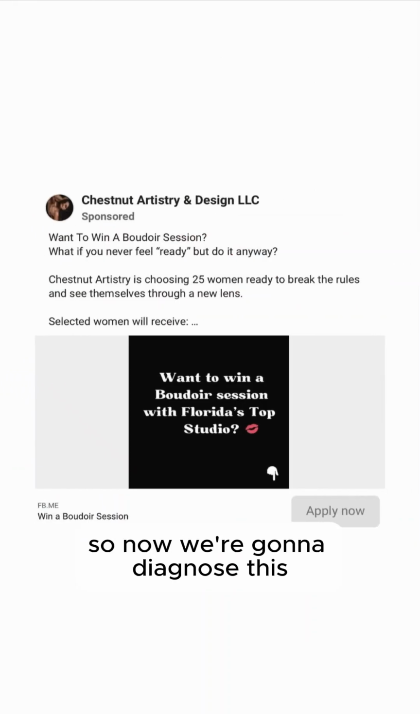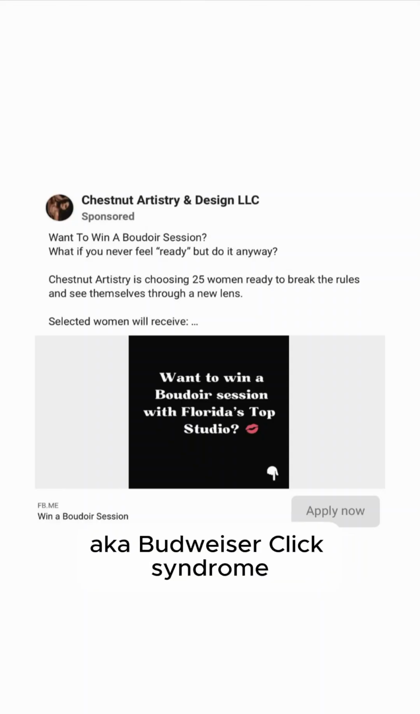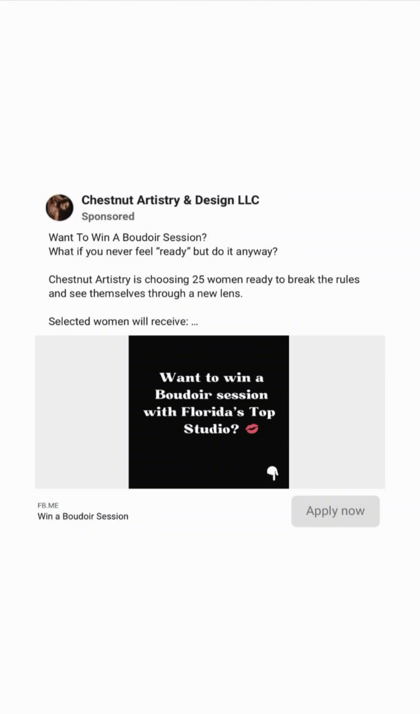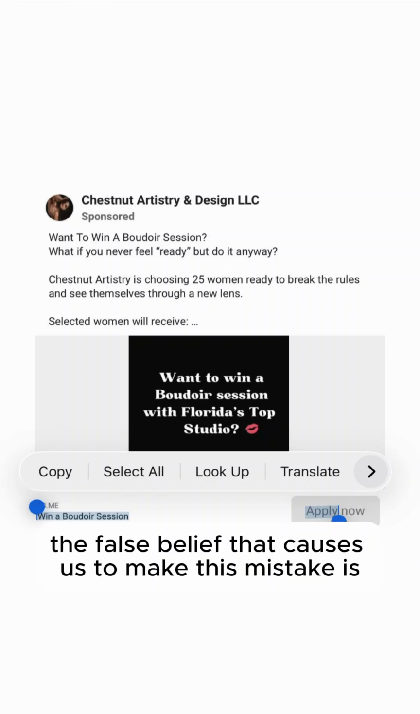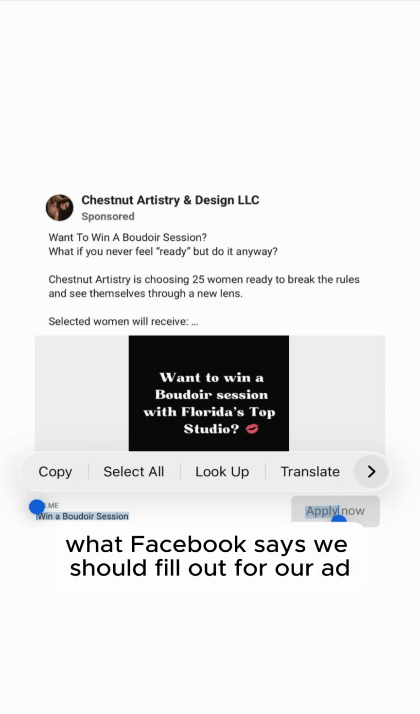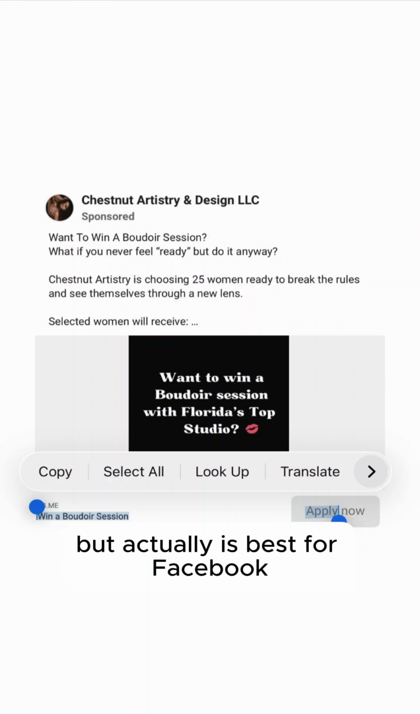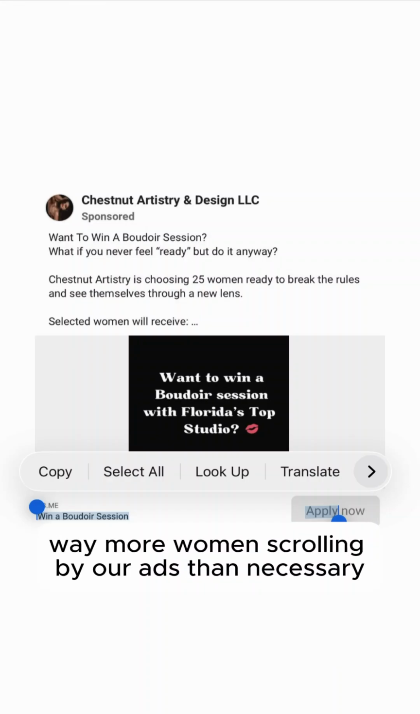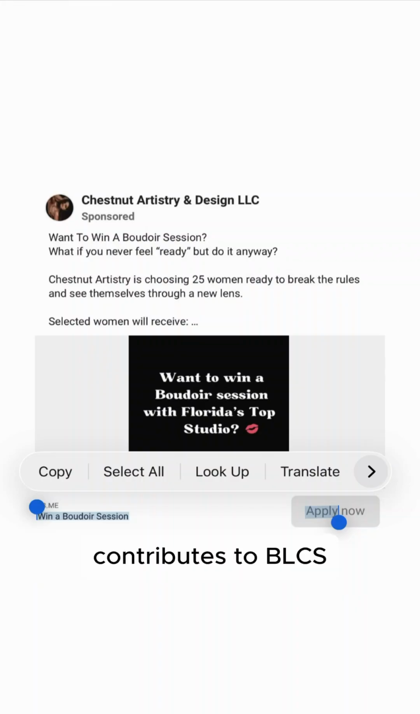Now we're going to diagnose this if we believe it has BLCS, aka Boudoir low click syndrome. So looking here, we got the below creative cluster mistake. The false belief that causes us to make this mistake is we're trusting what Facebook says we should fill out for our ad is what is best for us to fill out, but actually is best for Facebook. The consequence of this is way more women scrolling by our ads than necessary. And as a result, that pulls our unique CTR all under 6%, contributes to BLCS.